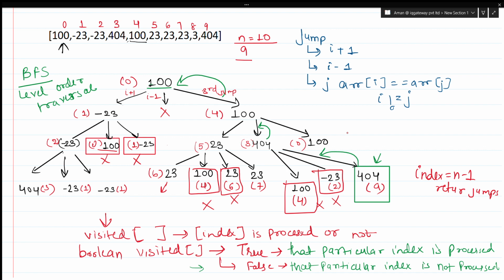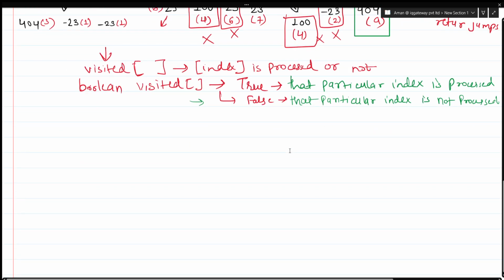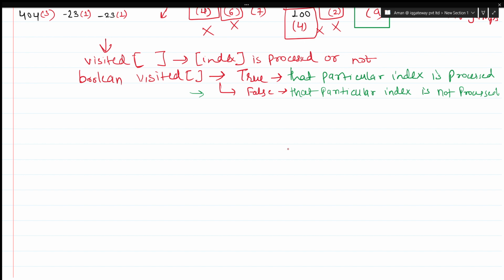Now how to calculate jumps? So at each level, my jump is getting incremented by 1, correct? So after every level order traversal, after every level, I will increment my jump by 1. Okay. So let's come to time complexity.